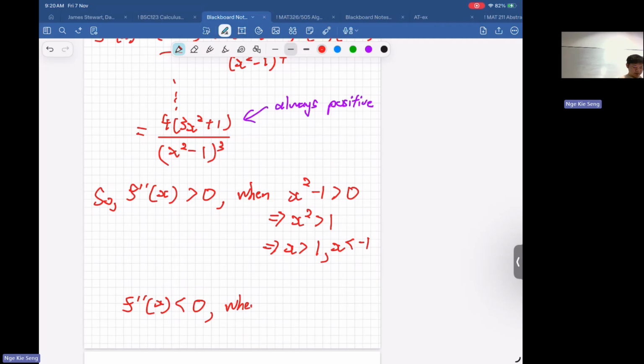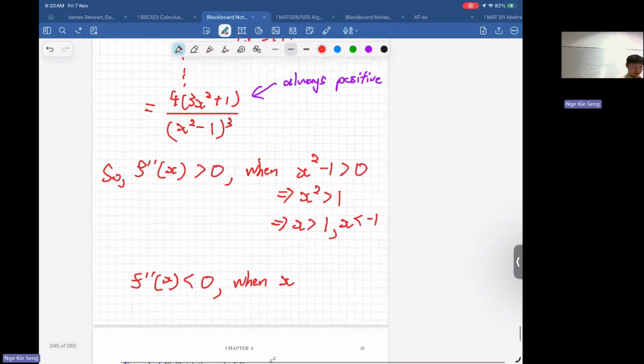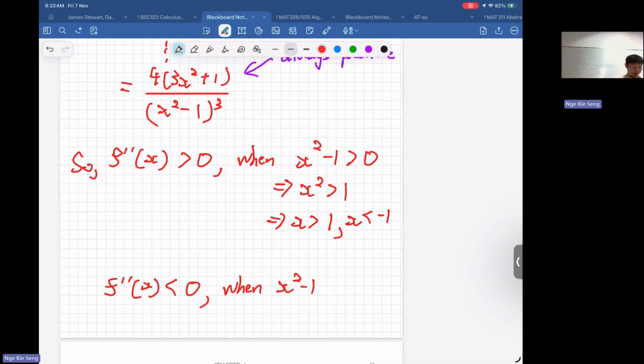On the other hand, if you want to make sure that this portion is less than 0, we need to make sure that x squared minus 1 is less than 0, which means that x is in between minus 1 and 1. Is everyone okay with this inequality for a quadratic? Or do you need more detailed steps? Or do you know any method to see this?